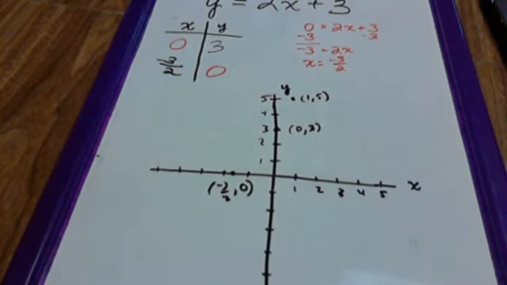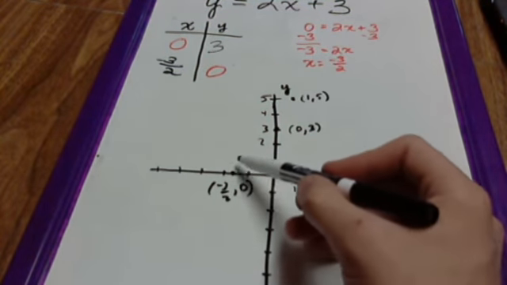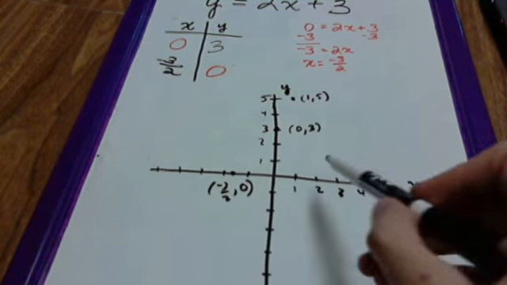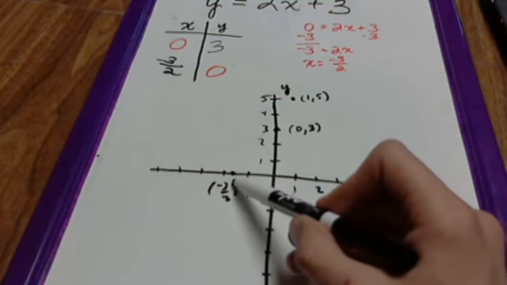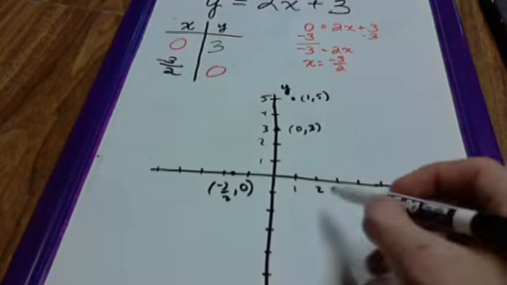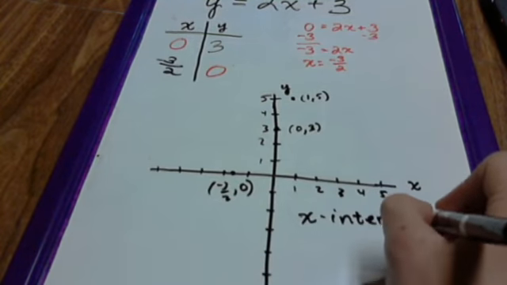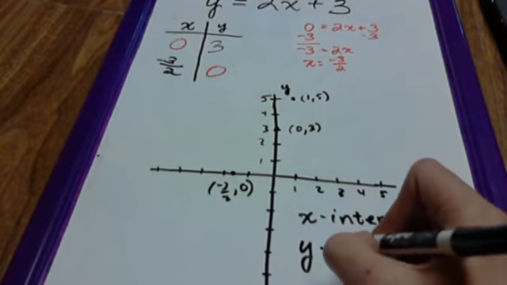Now these are special points that I've got right here on my x and y axis. They're called x and y intercepts. This point is the x-intercept. This point is the y-intercept. I'll write those out. X-intercept and y-intercept.